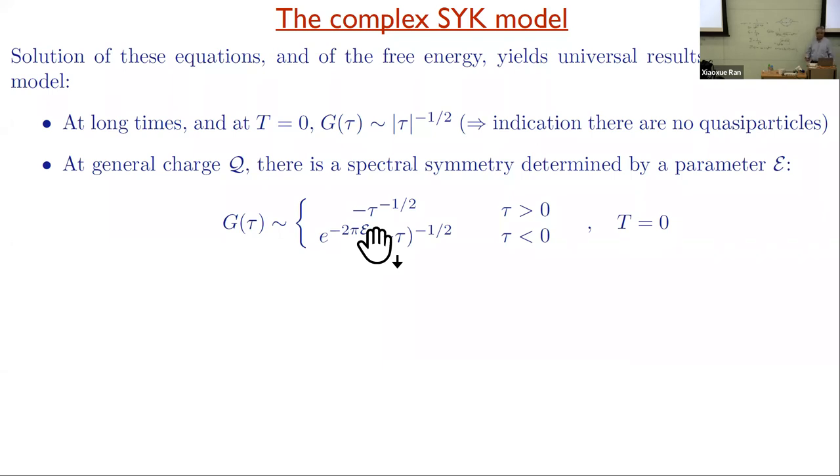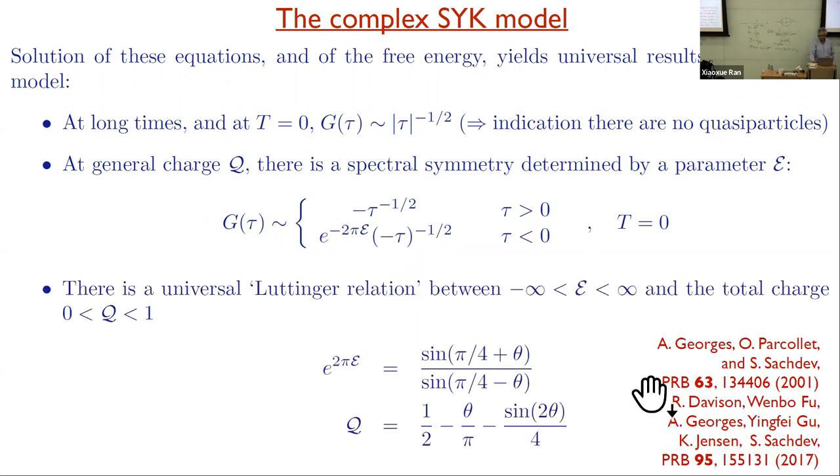Now we are very familiar with such relations in Fermi liquid theory. In Fermi liquid theory, the Fermi wave vector is the infrared parameter. It gives you the long wavelength decay, and the charge Q is the UV parameter. And there's a Luttinger theorem that connects the Fermi wave vector to the charge Q. Well, there turns out to be a Luttinger theorem here also, which is much more complicated to derive. I refer you to these papers. There's an exact relationship between the number E and the number Q, and it's given by this complicated equation. I'm not going to derive that.